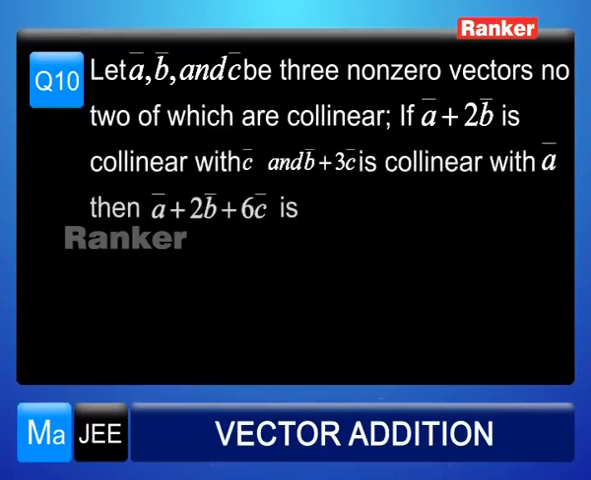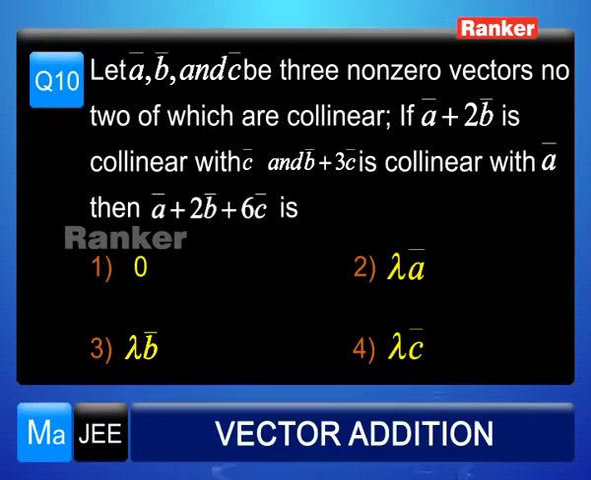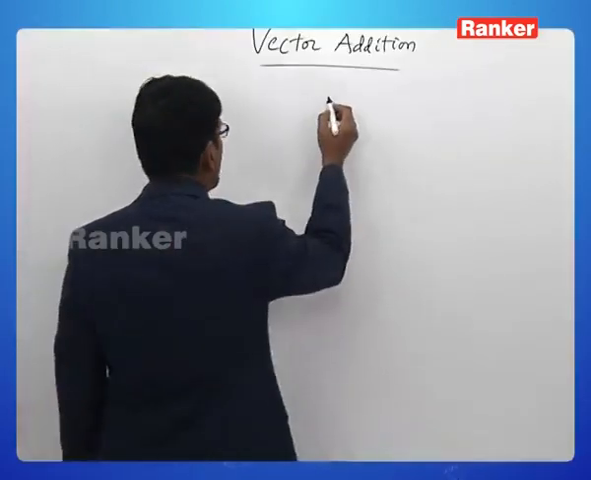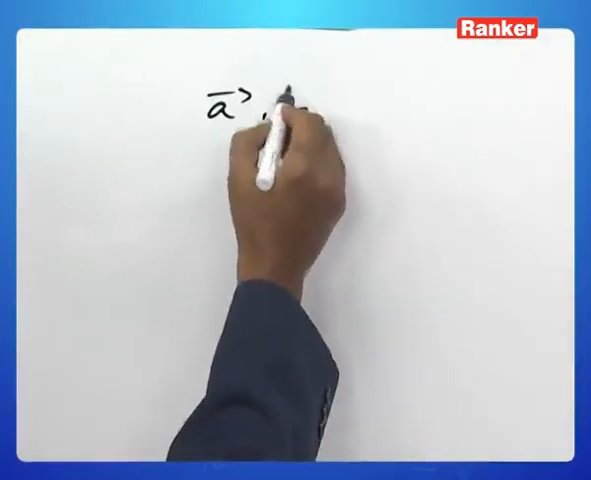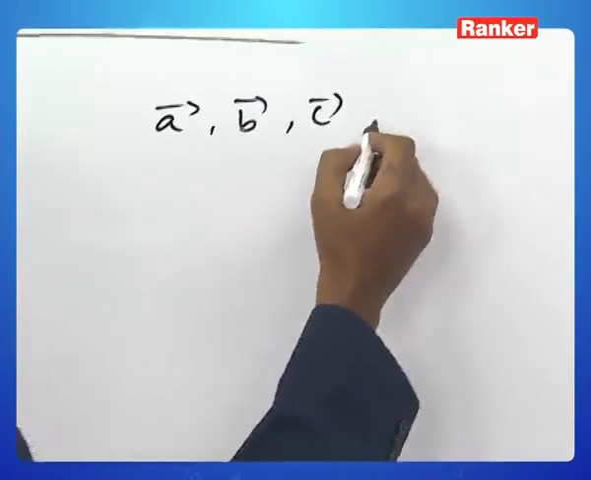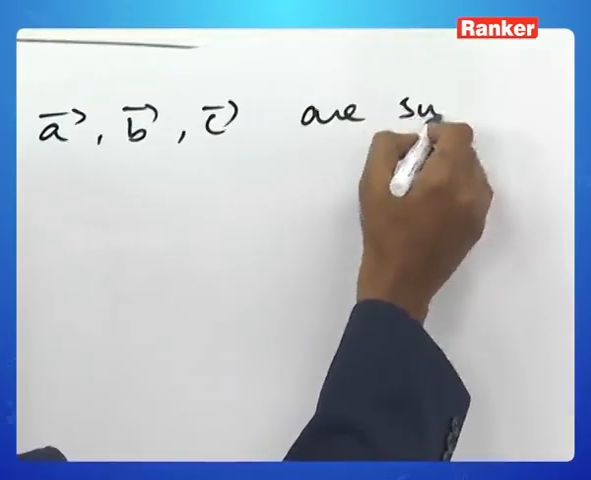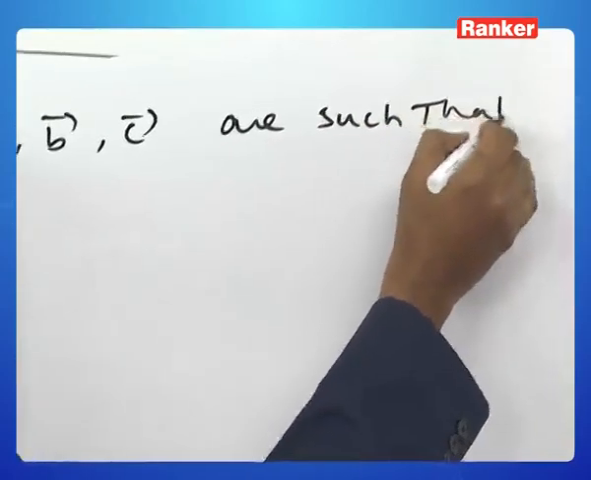Let A bar, B bar and C bar be three non-zero vectors, no two of which are collinear. If A bar plus 2B bar is collinear with C bar and B bar plus 3C bar is collinear with A bar, then A bar plus 2B bar plus 6C bar is equal to, first option, null vector, second option, lambda times A bar, third option, lambda times B bar, fourth option, lambda times C bar. Now, what are we given? A bar, B bar, C bar are such that no two of which are collinear.